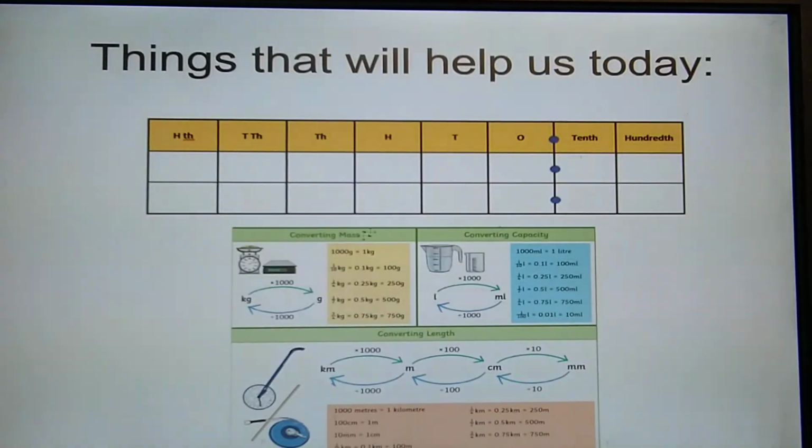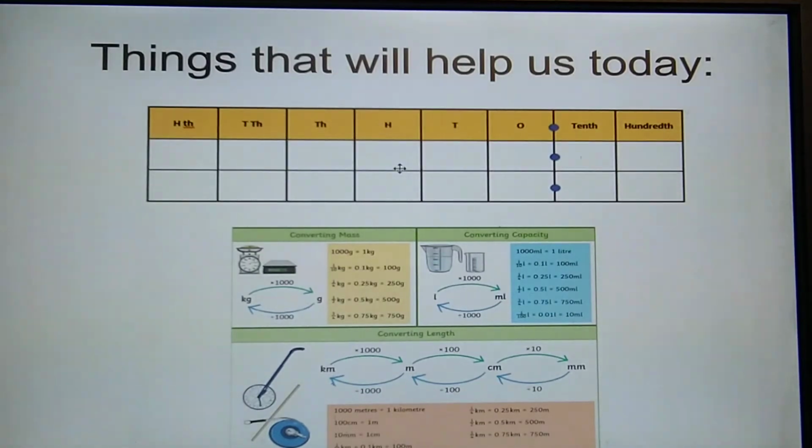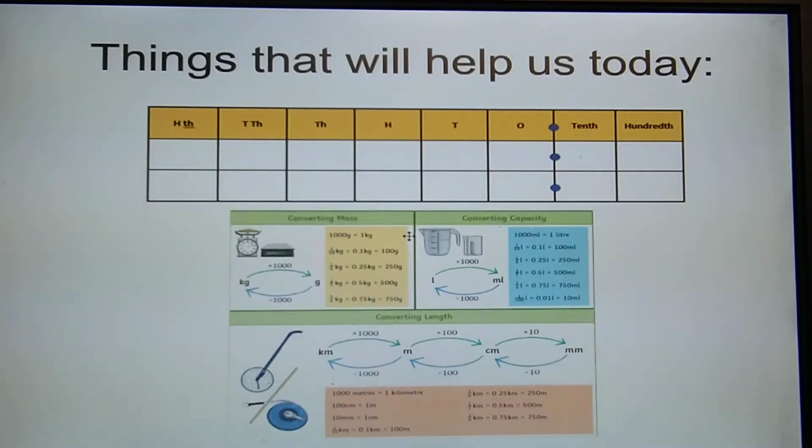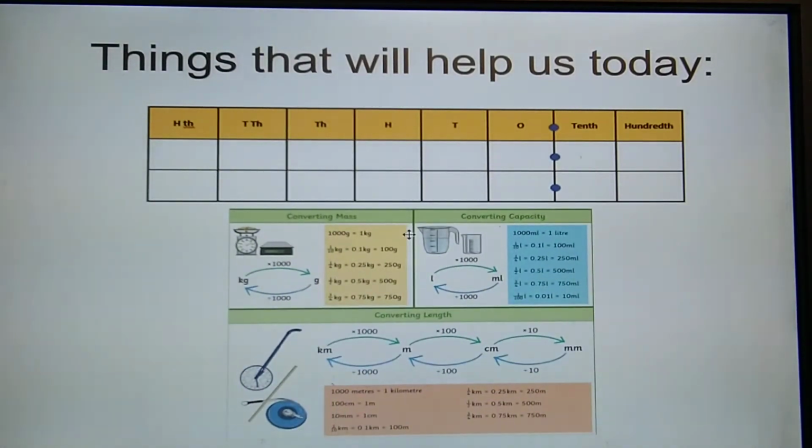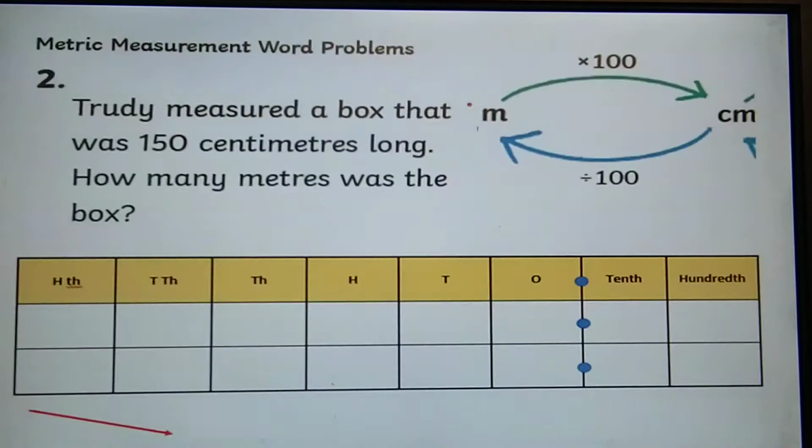It will be very useful if you use a place value grid or one of the sheets we've given you to help this week, and if you can still see your converting measures help sheet as well, because these arrows are a very good reminder for how we convert measures.